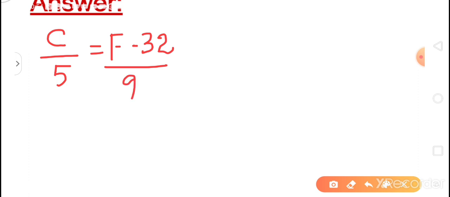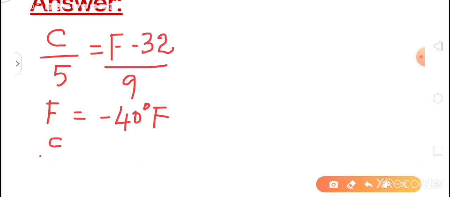Listen, if we need to convert the temperature in Fahrenheit into Celsius or Celsius into Fahrenheit, we can use this equation. While in the case of converting from Celsius to Kelvin, we have to add 273 to the given temperature. So here we can use C by 5 is equal to F minus 32 divided by 9. Here the temperature in Fahrenheit scale is given. F is equal to minus 40 degree Fahrenheit. So substitute this value in the above equation.